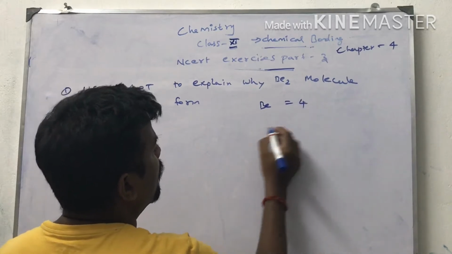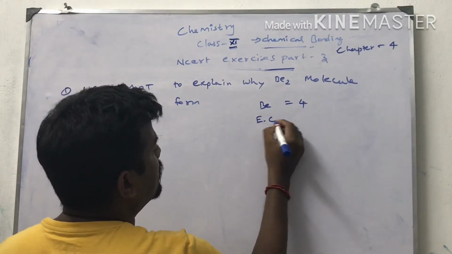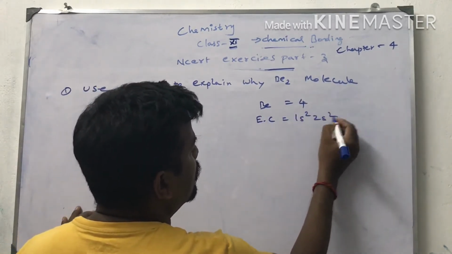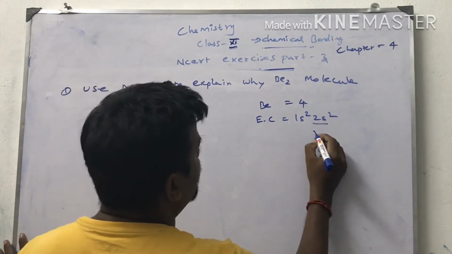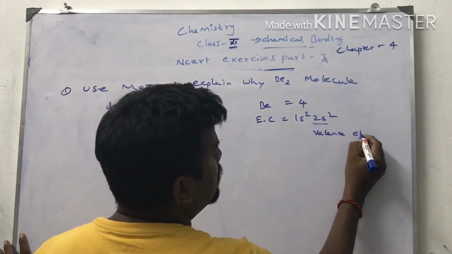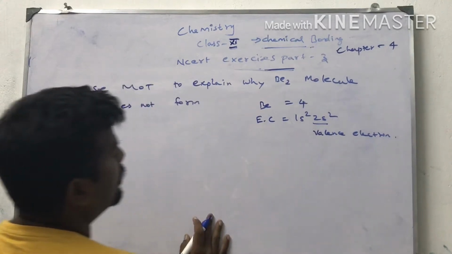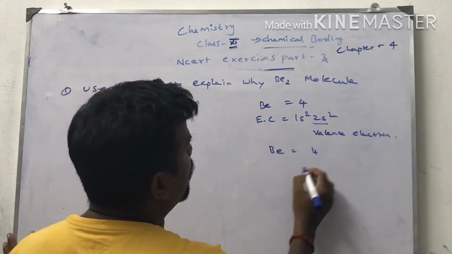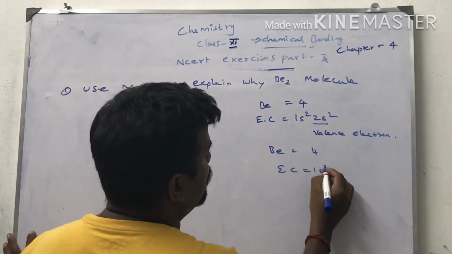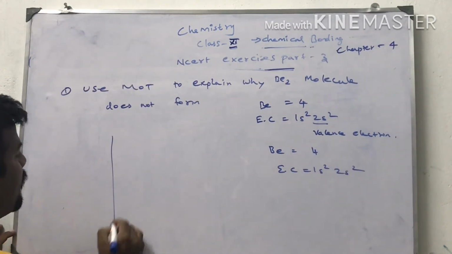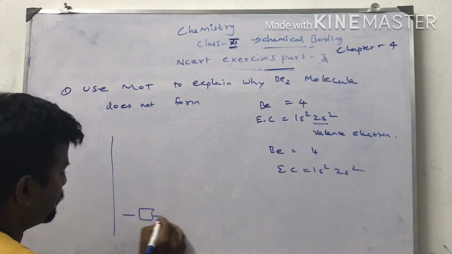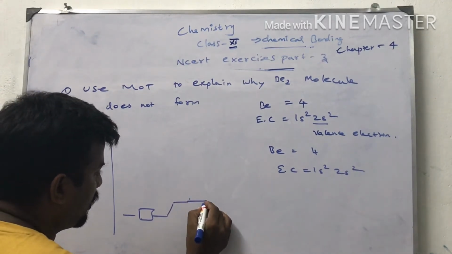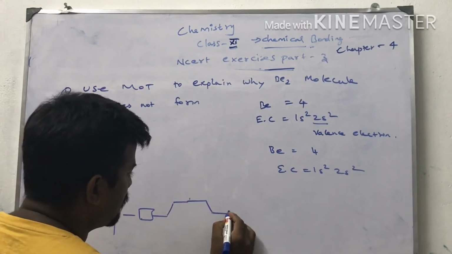Be atomic number 4, electronic configuration is 1s2 2s2. So the valence electron is 2. Valence electron is 2 in beryllium. One more beryllium is there, two beryllium atoms, each with electronic configuration 1s2 2s2. I am going to draw the energy level diagram for beryllium atom.